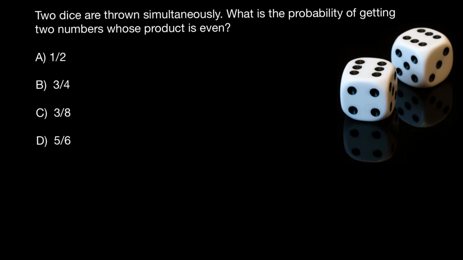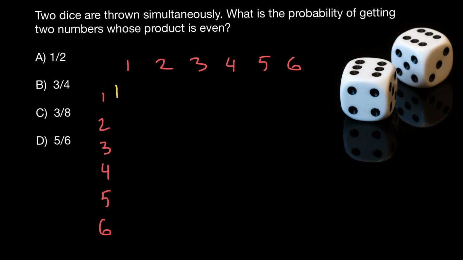Looking at these two dice, it is obvious that they have 6 surfaces, and each surface has a unique number starting from 1 and ending with 6. So each die has 6 numbers. Let's list them. Die number 1 has on its surfaces 1, 2, 3, 4, 5, and 6. And die number 2 also has the same numbers: 1, 2, 3, 4, 5, and 6.